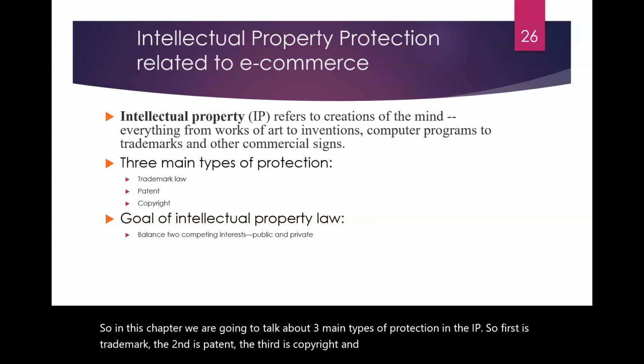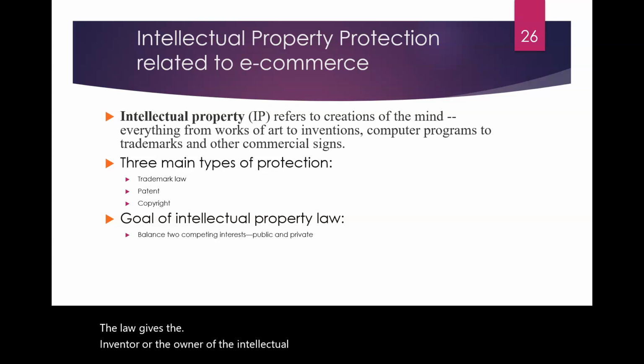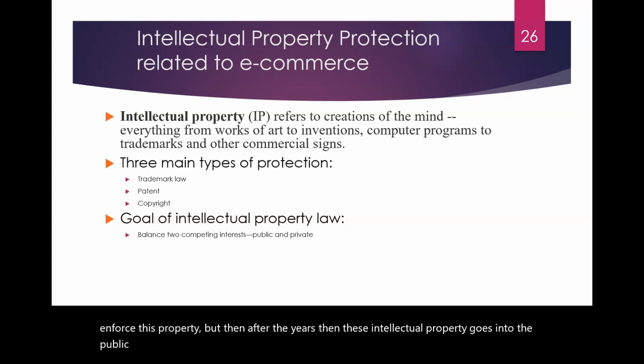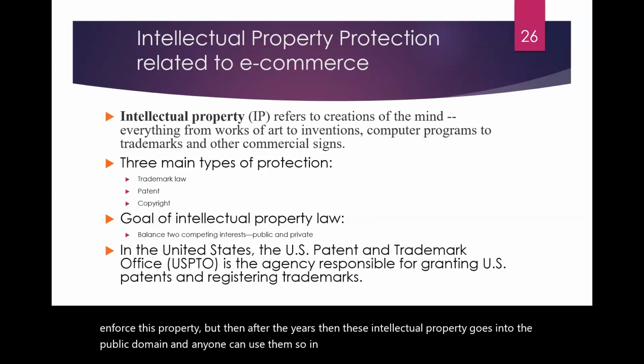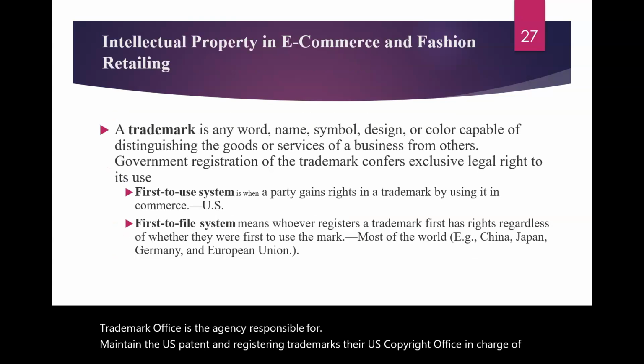And remember, the goal of intellectual property law is to balance two competing interests, public and private, because the law gives the inventor or the owner of the intellectual property a certain number of years of exclusive property right to enforce this property, but after those years, this intellectual property goes into the public domain and anyone can use it. So in the United States, the USPTO, the U.S. Patent and Trademark Office, is the agency responsible for granting U.S. patents and registering trademarks. The U.S. Copyright Office is in charge of copyright issues.